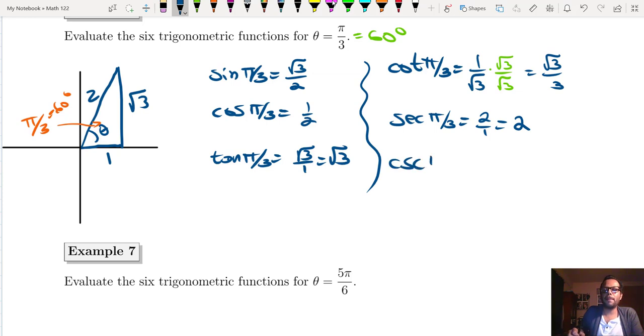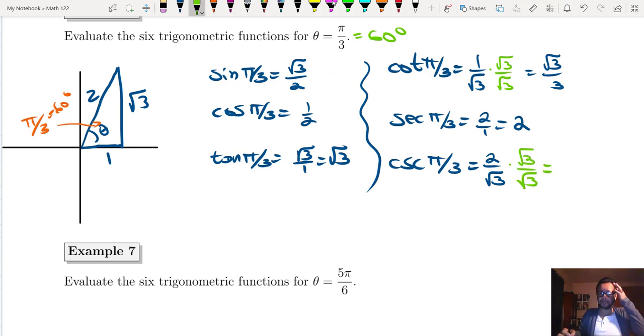And cosecant, that will be hypotenuse over opposite. Okay, let's write that ratio, 2 divided by root of 3. And by the way, you might want to rationalize this guy. And this will be 2 root of 3 divided by 3. Okay, so those are the trigonometric values of the three special angles: 30 degrees, 45 degrees, and 60 degrees.